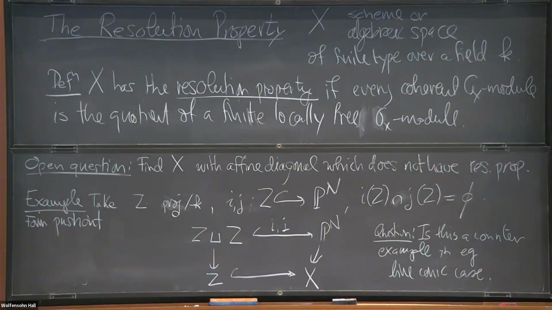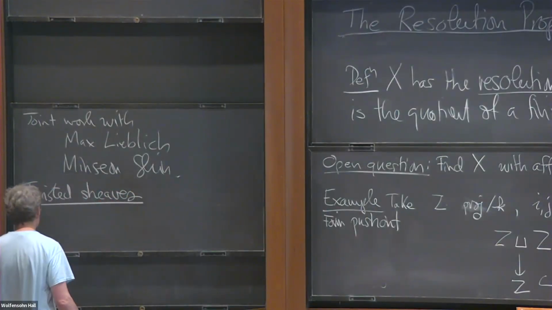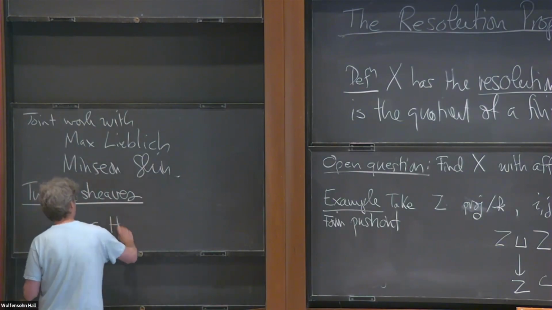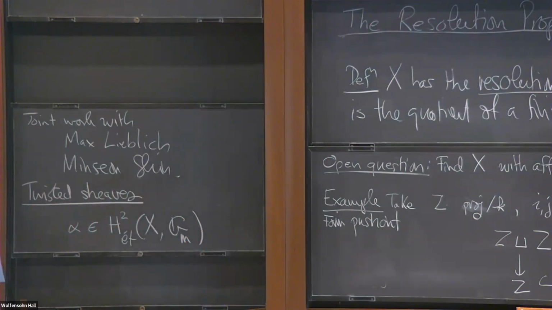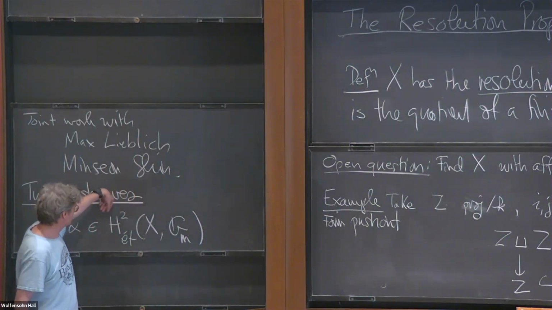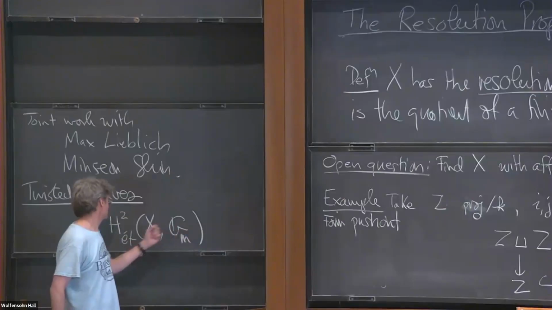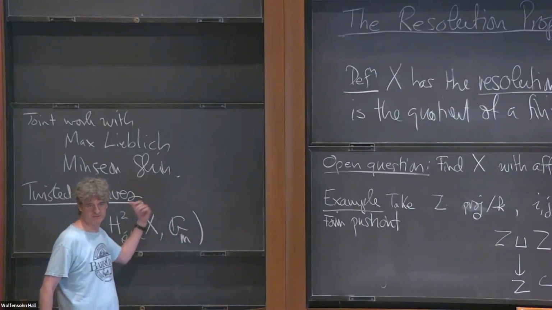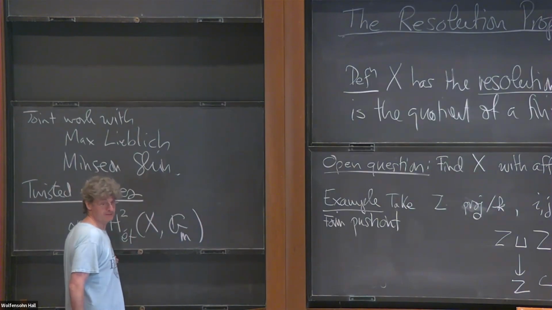So twisted sheaves. So we're going to pick an alpha in H2 et al. of X, G_m. Okay, this is not the Brauer group, right? There are two reasons why it's not the Brauer group. If you're in the Brauer group, you're torsion, and this doesn't have to be torsion, okay? And another reason is that we don't know that the torsion elements of this will give you the Brauer group in general, right? But for projective or quasi-projective, we do, by a theorem of Gabber.